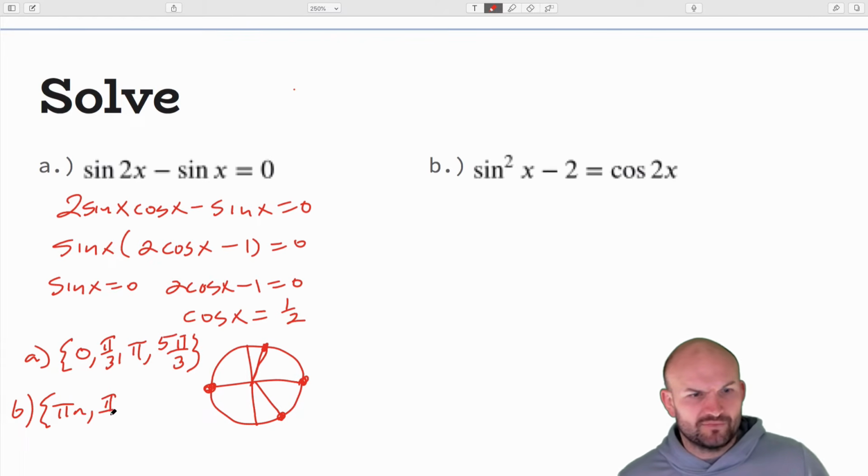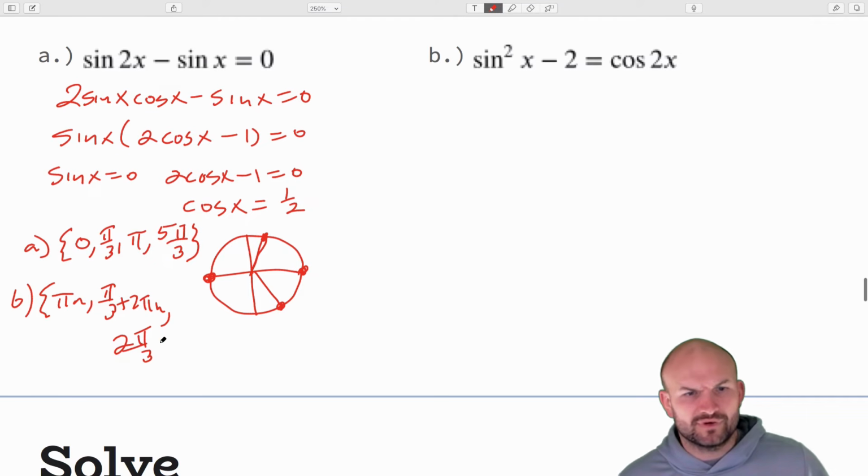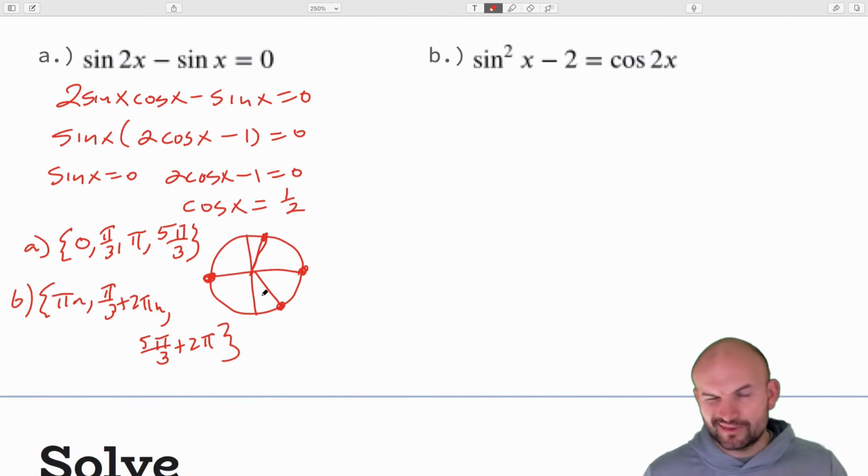And then we could do pi over 3 plus 2 pi n, and kind of running out of space here, 2 pi over 3. I'm sorry, not 2 pi over 3. That's 5 pi over 3. Then you can do 5 pi over 3 plus 2 pi n. So kind of ran out of space. Apologize for that, but those two are there.